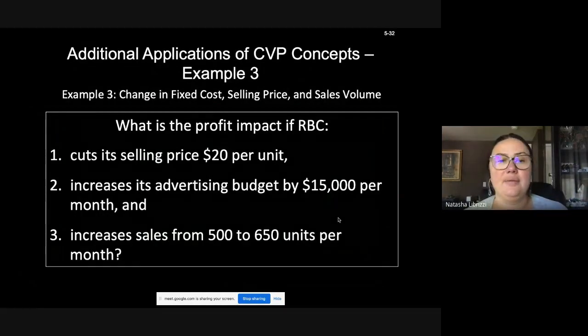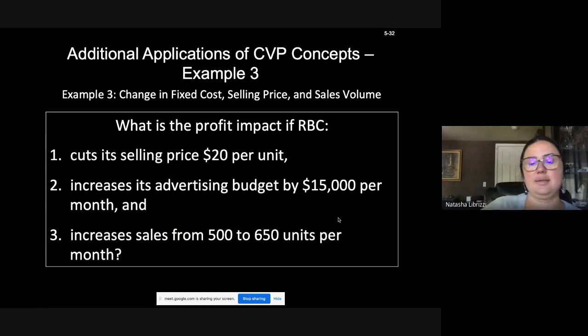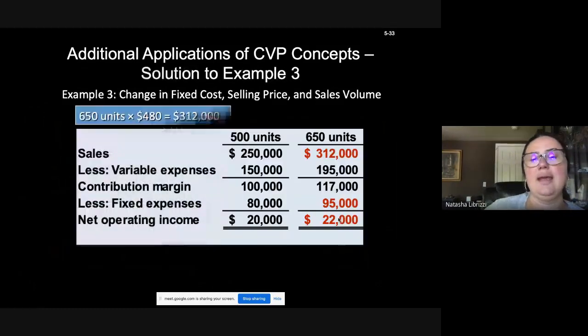Let's look at example 3. What if they cut the selling price by $20 and increase the advertising budget by $15,000? So they're running a promotion, and this would increase sales from 500 to 650 bikes. What impact would that have?